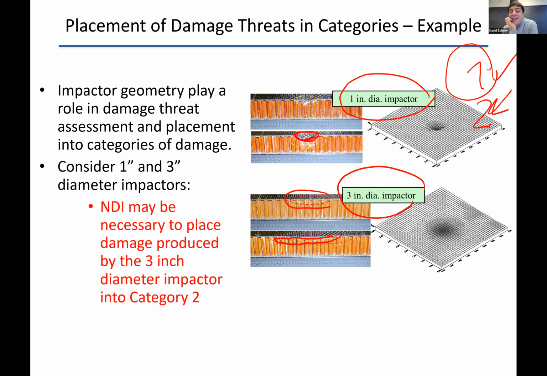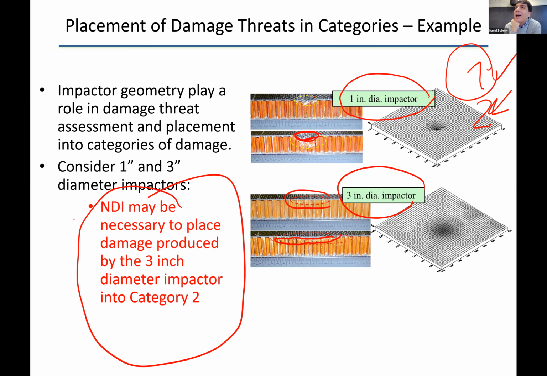If you read the slide, it's actually written on the slide what you have to do. NDI might be necessary. So if you are not sure, you will ask the maintenance crew to go back and do ultrasound. Ultrasound will show you what has happened under it. Then you can make an informed decision. But it's a cost. Ultrasound is also a cost, but it's much better than doing the repair. That's much more expensive.